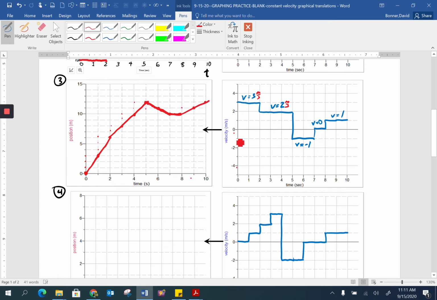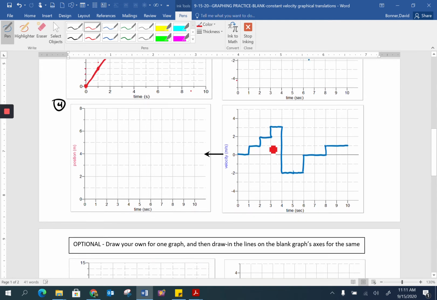We'll try one more. Again, it doesn't matter where I start, I'll just start at 0. But the steepness is going to be 0, right? So that means that this is going to be holding whatever position we start with. Then it's going to be going 1 meter per second, right? So that means it's going to go up 1 over 1. Then it's going 2 meters per second for the next second. So it's going to go up 2 for every 1 second. Then 3. 1, 2, 3 over 1.